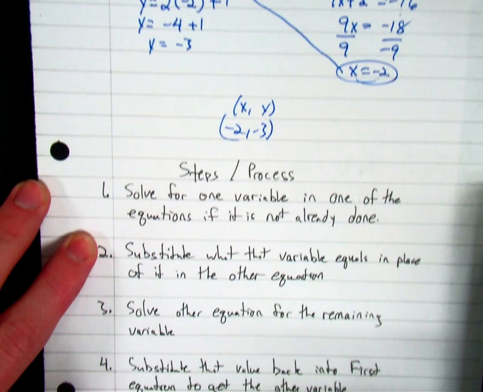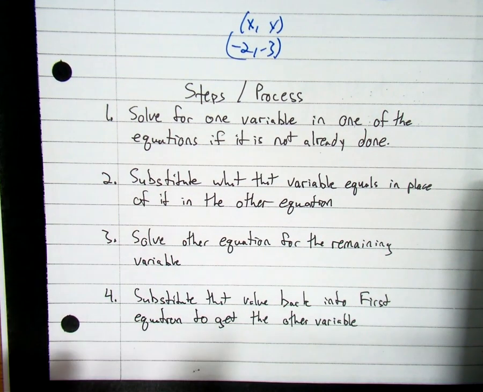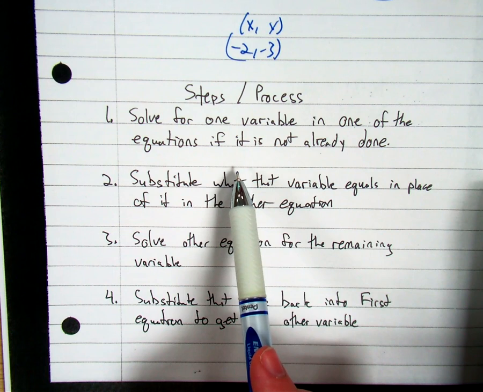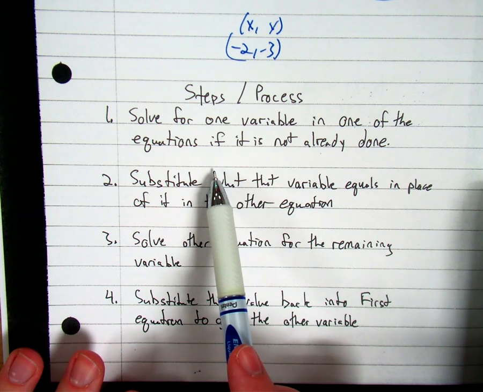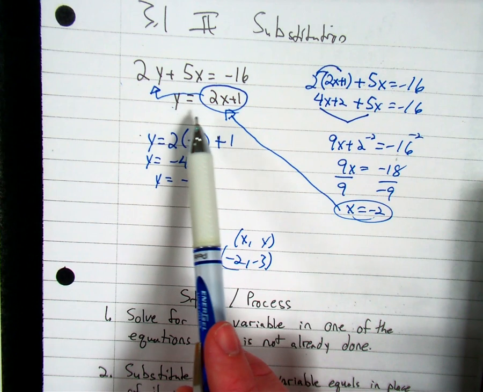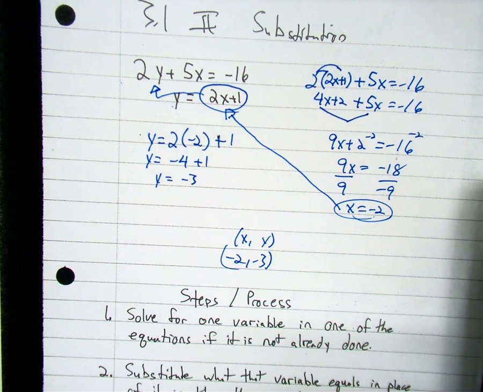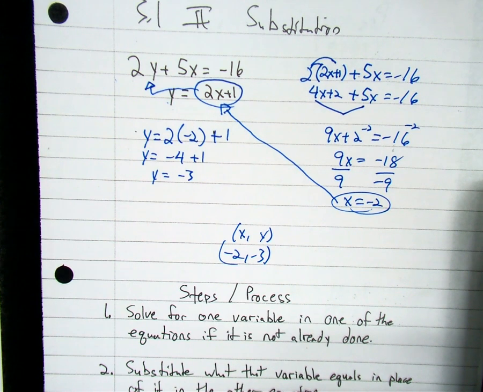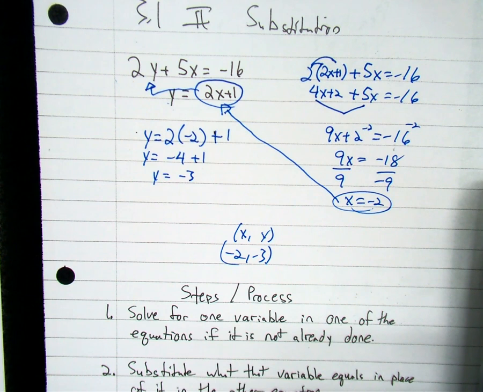All right, so let's take a look at the steps again. They're the breakdown of the process. Step 1, get one variable by itself in one of the equations if it's not already done. So this one is already done for us. One variable was already solved. Y equals, right? One letter was already by itself in one of the equations. It might not always be that way. So if the directions say solve by substitution, you're going to need to get one letter by itself in one of the equations. Doesn't matter which one, pick the easiest one.